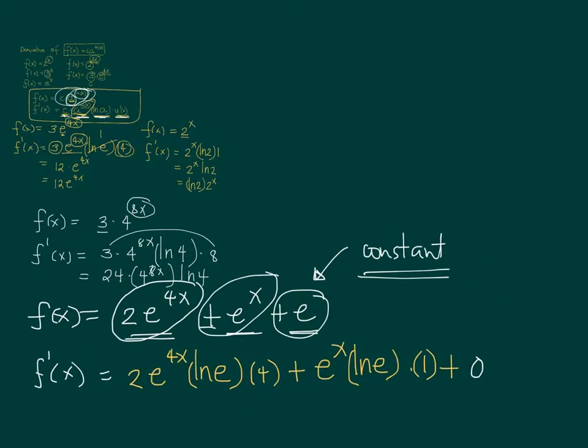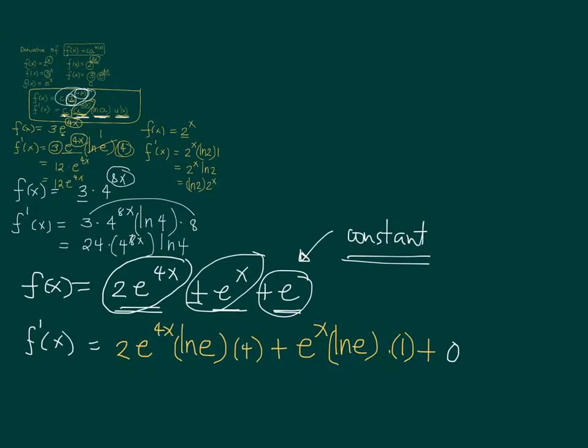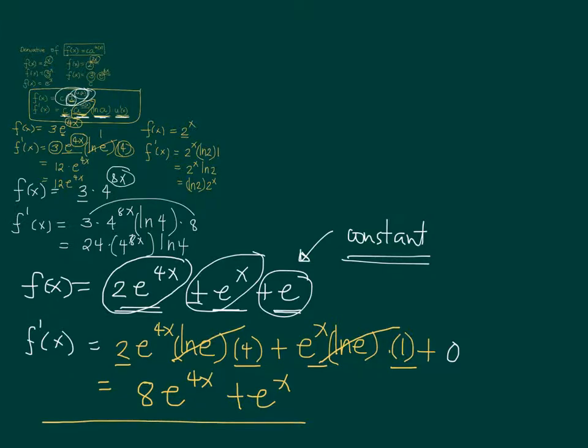So the next step is we simplify the resulting derivative. Note, ln e is 1. So 4 and 2 becomes 8. Then we copy e to the 4x. Again, ln e is 1. e to the x times 1 is e to the x. Plus 0 is just plus 0, so we don't write plus 0 anymore. So this is the derivative of the function 2e to the 4x plus e to the x plus e.